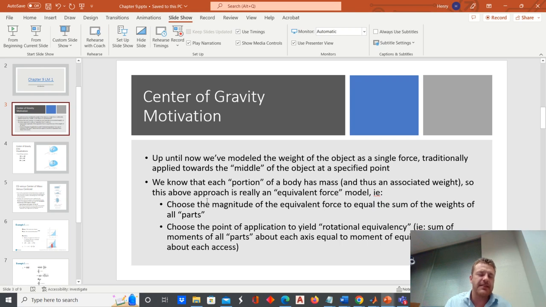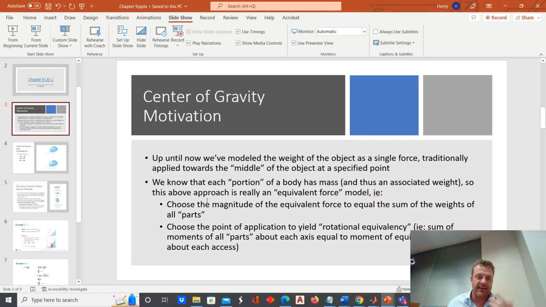How did we come up with those numbers? How did they actually get them in the book? Well, the way that they got them is they basically determined a location such that if you put the single concentrated load there, the rotational effect of that on the body would be the same as the equivalent distributed effect of all of the little distributed loads.